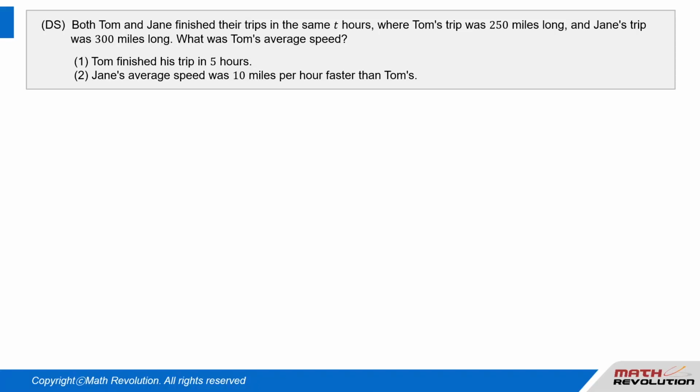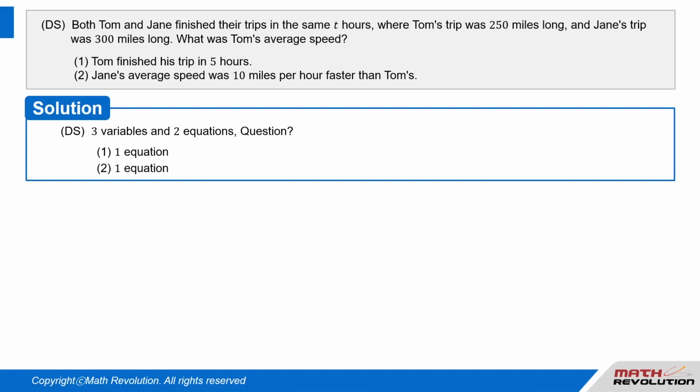Question. DS. Both Tom and Jane finished their trips in the same T hours, where Tom's trip was 250 miles long and Jane's trip was 300 miles long. What was Tom's average speed? Condition 1. Tom finished his trip in 5 hours. Condition 2. Jane's average speed was 10 miles per hour faster than Tom's.